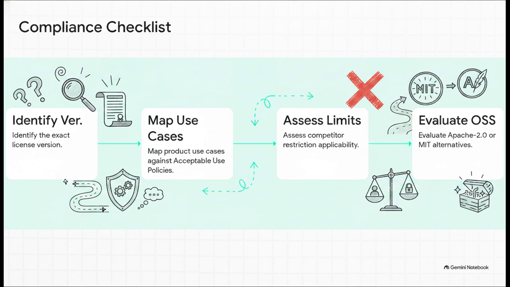You've got to map your entire product roadmap against their acceptable use policies and figure out if you're somehow competing with the vendor. But honestly, look at step 4. If you can just choose an MIT or Apache license model right out of the gate, assuming it meets your performance needs, of course, you literally eliminate this entire class of legal overhead and friction right from the start.